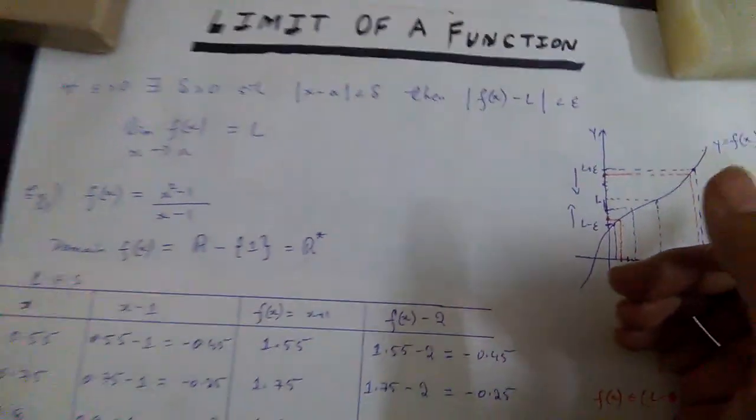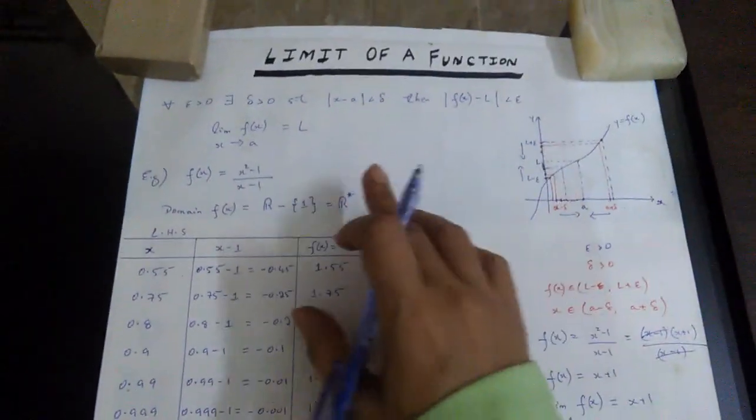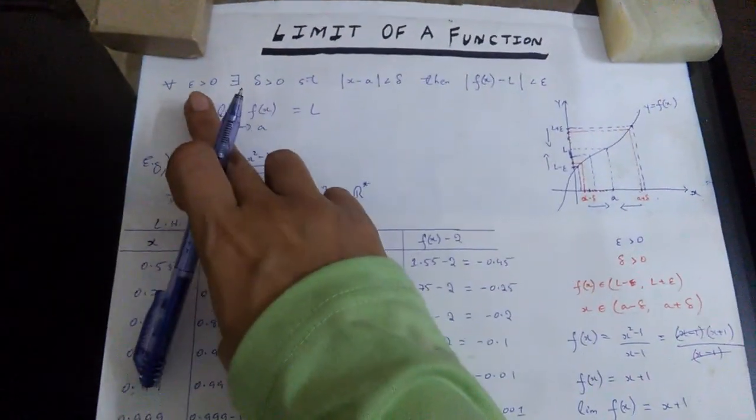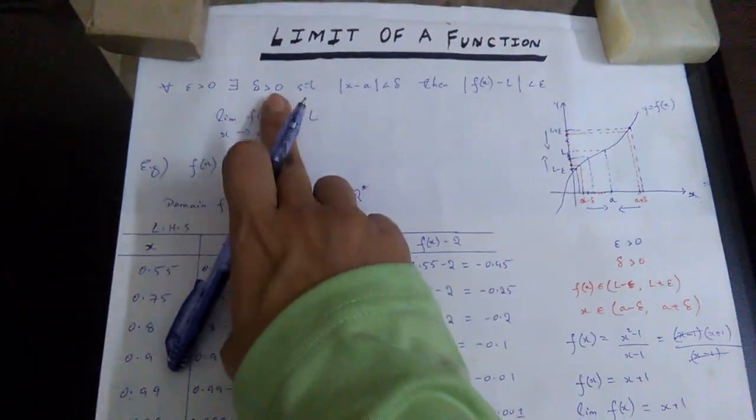So this is it. I hope I tried my best to make you understand the concept of the limit of a function with respect to the epsilon and delta relationship.